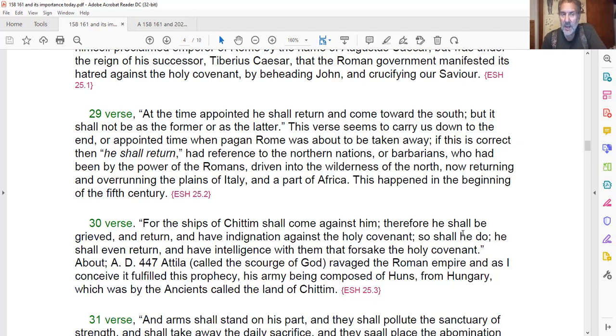29th verse. And at the time appointed, he shall return and come toward the south, but it shall not be as the former, nor as the latter. This verse seems to carry us down to the end, or appointed time, when pagan Rome was about to be taken away. If this is correct, then he shall return had reference to the northern nations or barbarians who had been, by the power of the Romans, driven into the wilderness of the north, now returning and overrunning the plains of Italy and a part of Africa. This happened at the beginning of the 5th century.